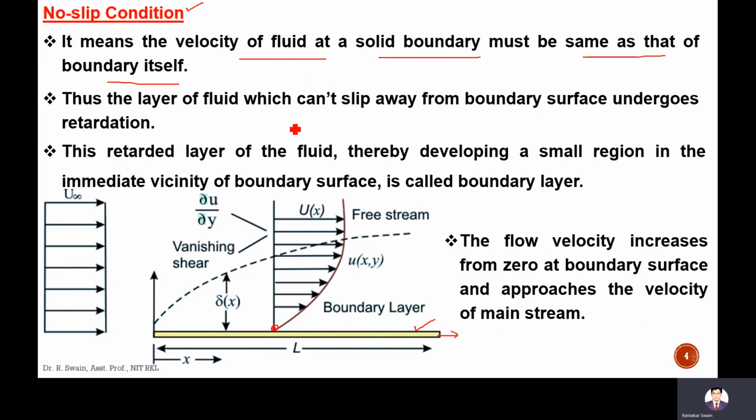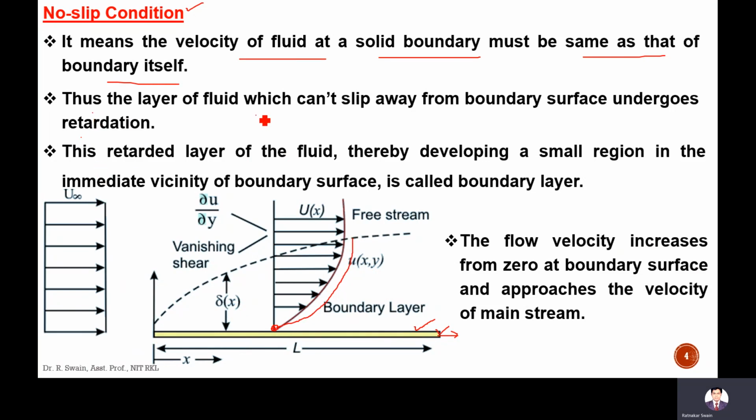Thus the layer of fluid which cannot slip away from the boundary surface undergoes retardation. Can't slip away means this boundary cannot take this flow. That means there will be some velocity even if it is at rest. Even if this boundary is at rest, there will be some velocity of this boundary layer, but the flow will be retarded. Originally, before this boundary layer, the flow velocity is u, and when it meets the boundary, the velocity reduces.